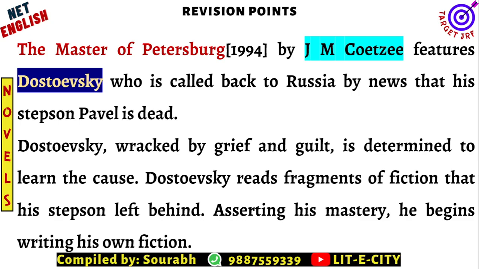The Master of Petersburg by J.M. Coetzee features the Russian novelist Dostoevsky, who is called back to Russia by the news that his stepson Pavel is dead. Dostoevsky, wrecked by grief and guilt, is determined to learn the cause. He reads fragments of fiction that his stepson left behind. Asserting his mastery, he begins writing his own fiction.